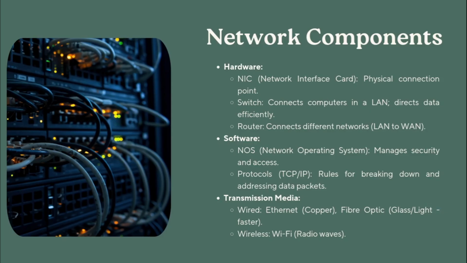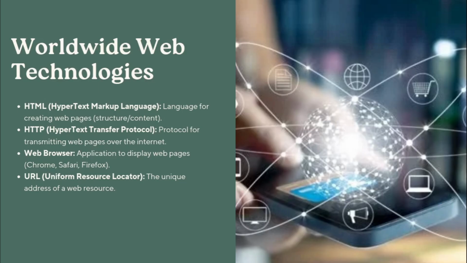To share data, we need specific hardware and software. Hardware includes the NIC inside your computer, switches that connect devices within a LAN, and routers that route data between networks, like your home to the Internet. Software includes the network operating system and protocols like TCP and IP, which define how data is broken into packets and addressed to the correct destination. For transmission, we use Ethernet cables for short distances, fiber optics for long, fast distances using light, or Wi-Fi for convenience using radio waves.